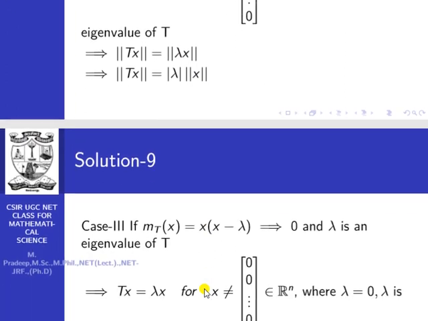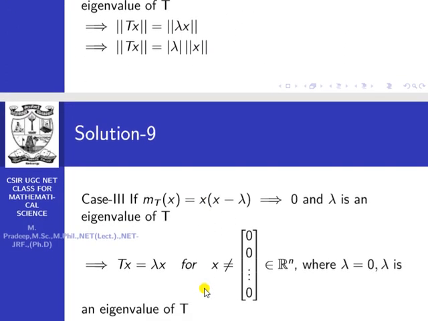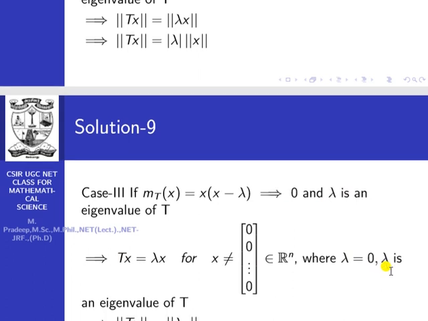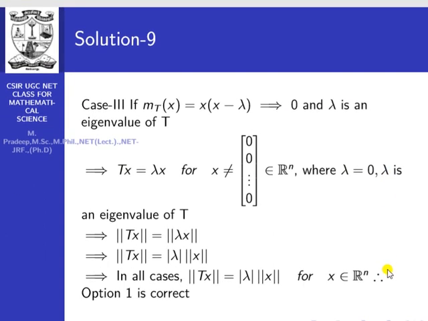The same way for case 3, when you choose the minimal polynomial as x into x minus lambda, it implies both 0 and lambda are eigenvalues of T. So once again, use the definition of the characteristic polynomial: Tx equal to lambda x for the non-zero vector, where lambda is 0 or lambda. Then when you take the norm, we get the result. So in all the cases, norm of Tx equal to mod lambda into norm x for x belongs to R power n. Therefore option 1 is the correct one.